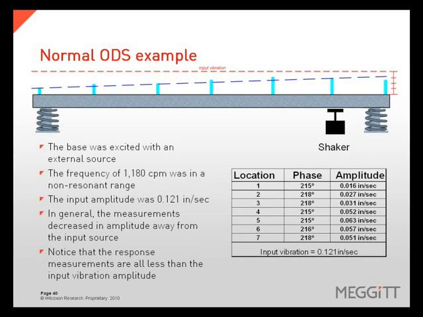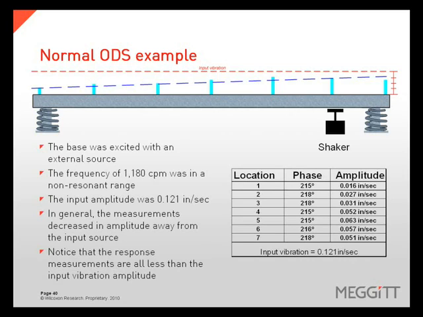In this example, the base was excited with an external source. The frequency of the excitation was 1180 CPM and was in a non-resonant range. The amplitude of the input was 0.12 inches per second. In general, the measurements decreased in amplitude the farther away from the input source we measured. You will notice that all of the response measurements are less in amplitude than the source vibration.